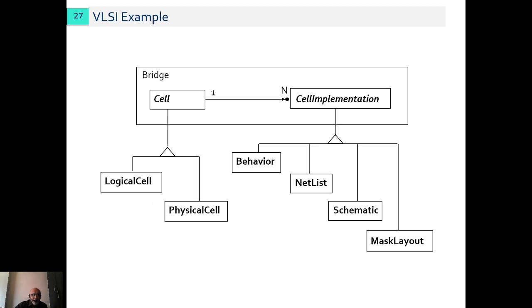Cell and cell implementation, right? Another example, logical cell and physical cell. This becomes the abstract class. The abstraction has to be broken into smaller manageable pieces, that is logical cell and physical cell. The cell implementation indicates implementation of the cell. So this is the abstract class, and then you can have the implementation related to all of the concrete implementers of the cell. That is behavior, netlist, schematic, mask layout, and so on.